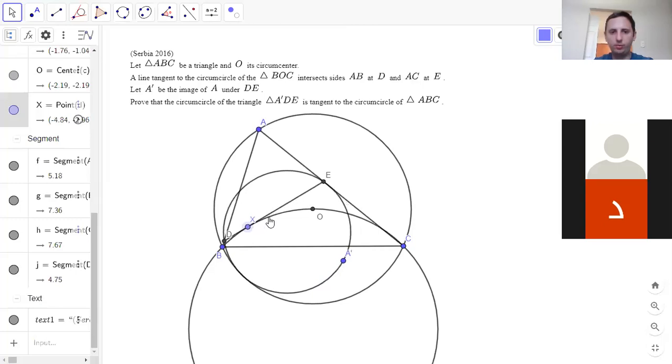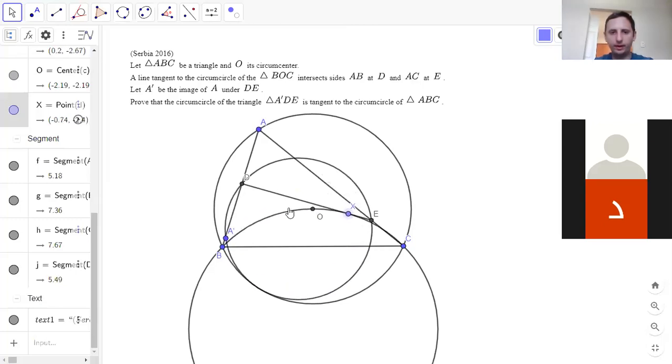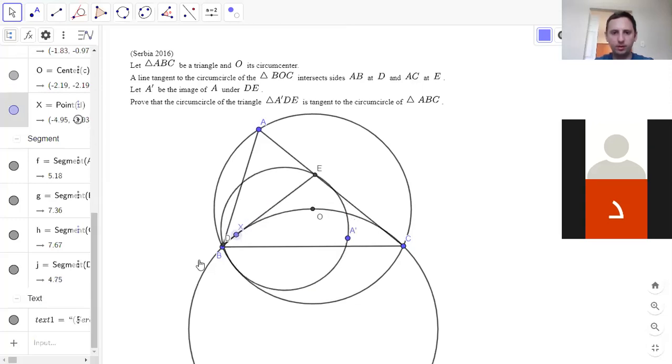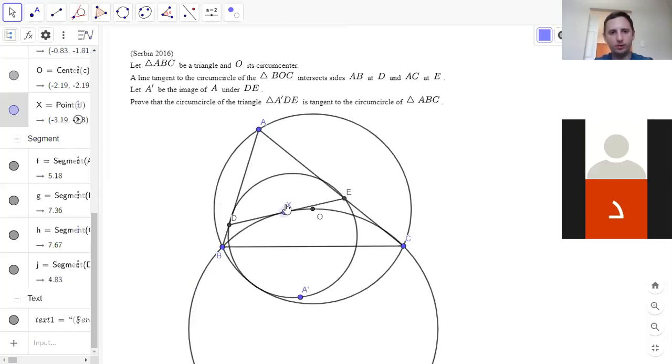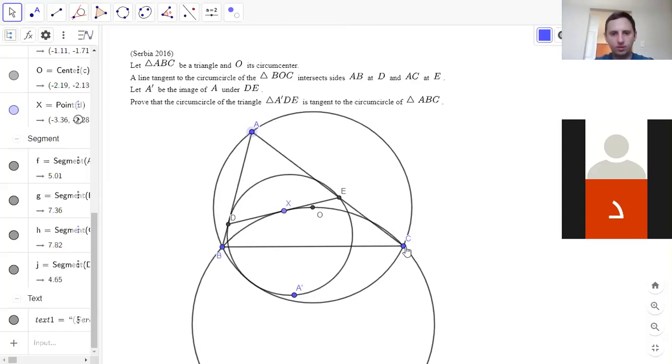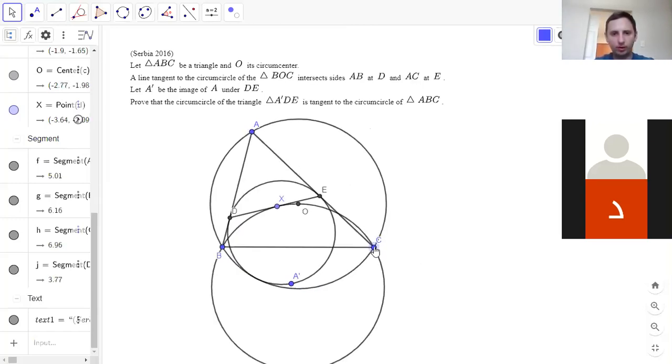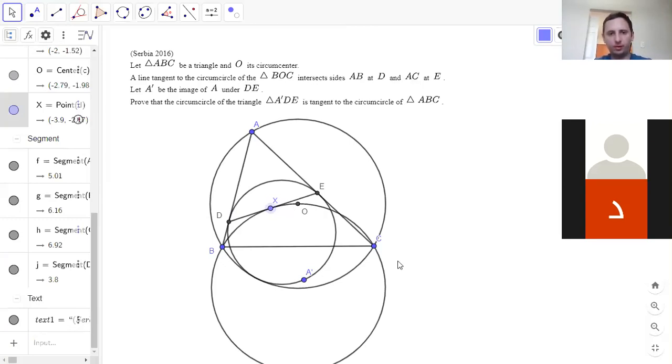So if we move X around, the point of tangency doesn't stay the same. But we want to show that they're tangent. Maybe I could show most of the circle. So obviously BO equals OC. So O is the midpoint of arc BC. Where can we go from there?